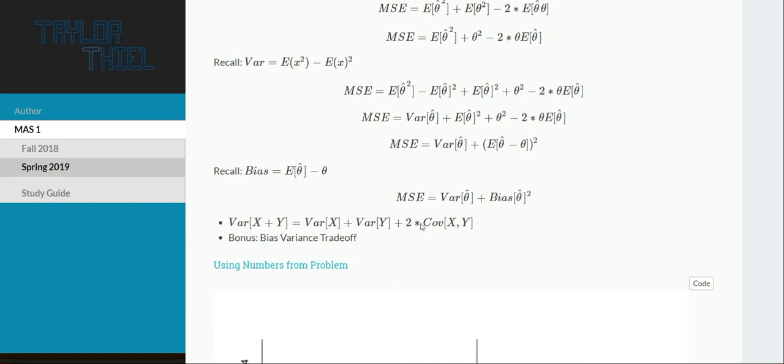And in this problem, we're told that alpha and beta, the estimators of interest, are uncorrelated. So their covariance is 0, so we're going to end up being able to just ignore this term in the problem.